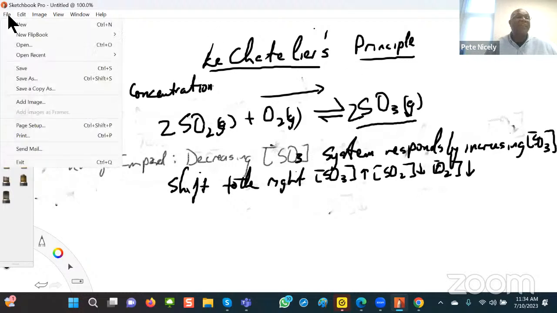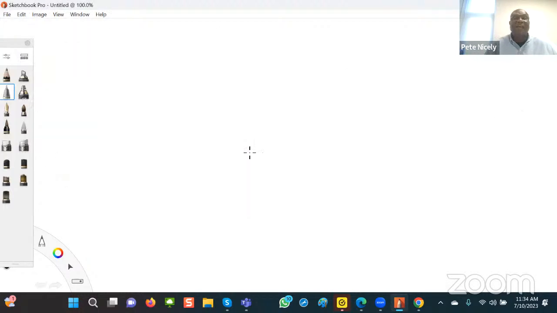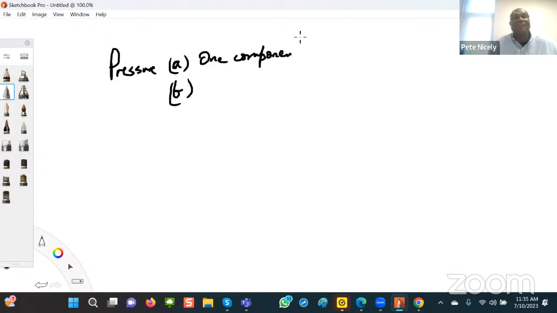Now, let me get rid of this here, and let's look at another factor, which is pressure. That's the second factor. Now, when it comes to pressure, there are two parts to this discussion, right? I'm going to label them A and B. In the case of A, we're going to look at what happens when you change the pressure of one component, which is a gas. And then we're going to look at changing the total pressure of the entire system, right?